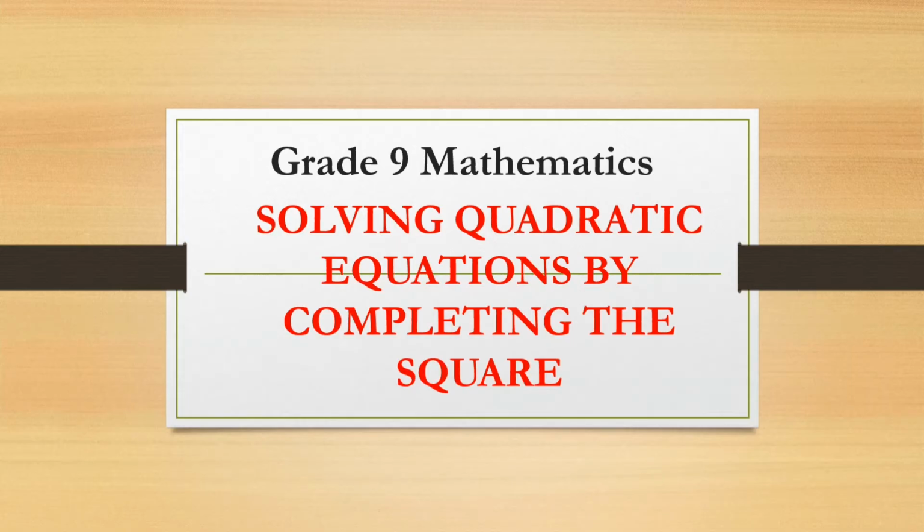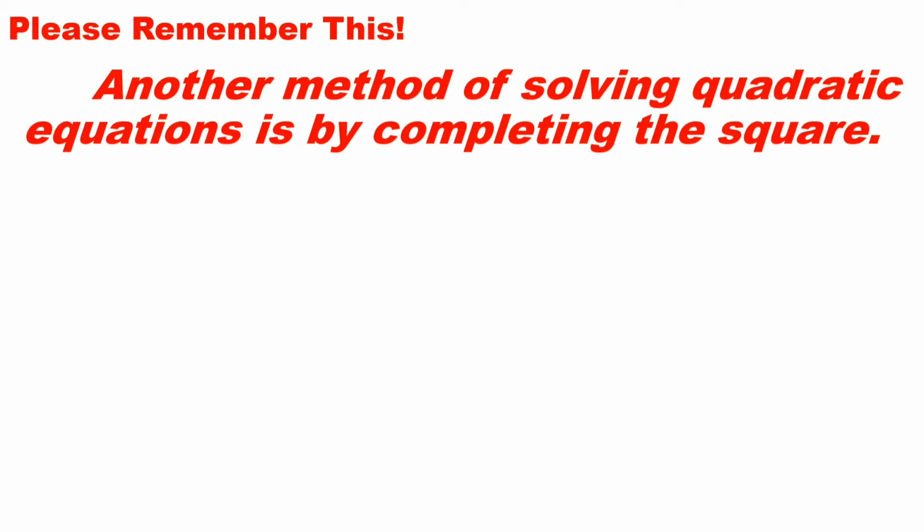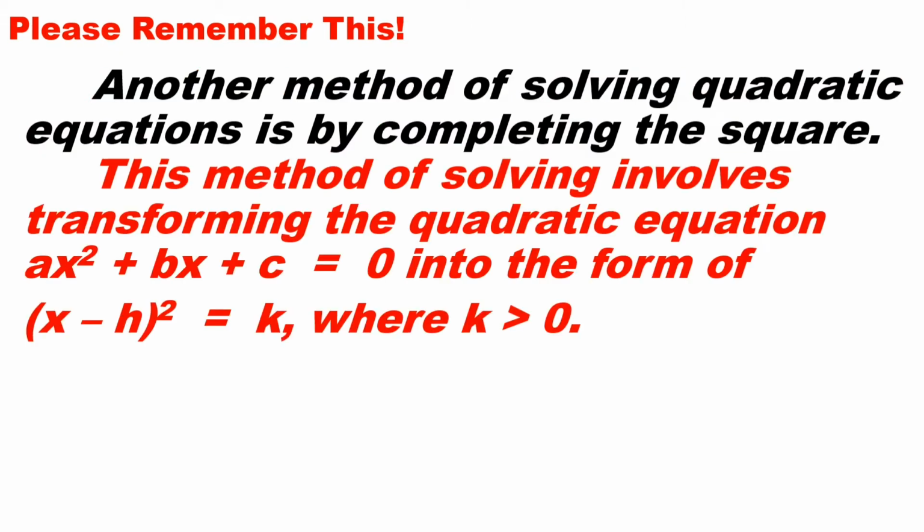Tuloy na nga tayo sa pagtalakay ng ating topic. Another method of solving quadratic equation is by completing the square. This method of solving involves transforming the quadratic equation ax squared plus bx plus c equals 0 into the form of quantity x minus h squared equals k, where k is greater than 0.